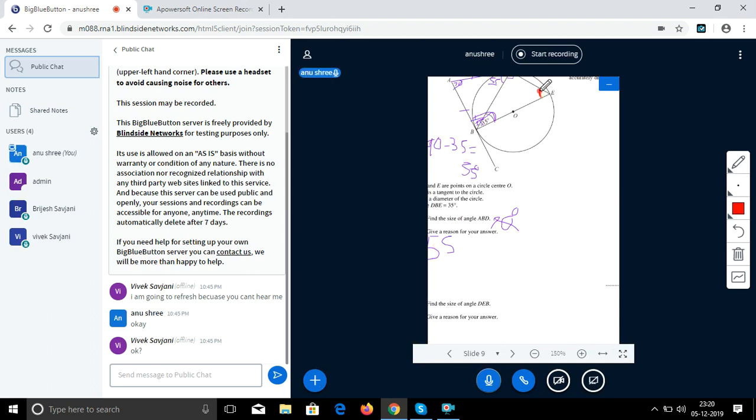DEB is this one. Okay, so this would be 90 plus 35, 180 minus 125. It should have to do 90 minus 35. Yes, the same. But if you write it down, you just put 90 minus 35, you won't get the mark. You have to write 180 minus 125. Okay. Is it clear, Vivek? Yeah. Okay.